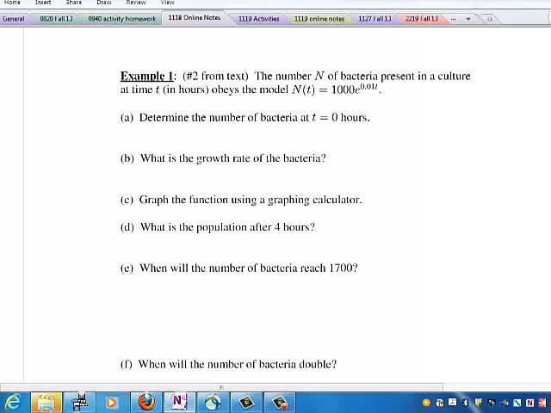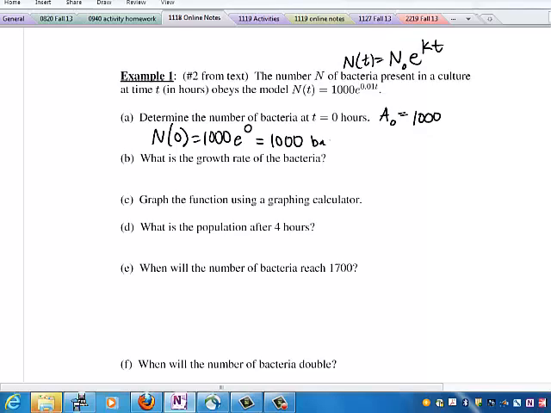Our starting question is to determine the number of bacteria at t equals 0 hours. That's the same as A naught, but you can find it by putting 0 in for t. We'll have 1000 times e to the 0. E to the 0 is just 1, so that's just 1000. But notice, N of t is the initial value times e to the kt. The initial value, which in the general model is usually called A sub 0, but here we might call it N sub 0, would be 1000. So 1000 bacteria initially.